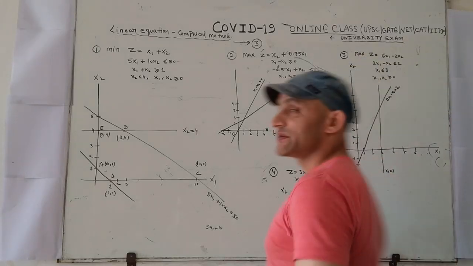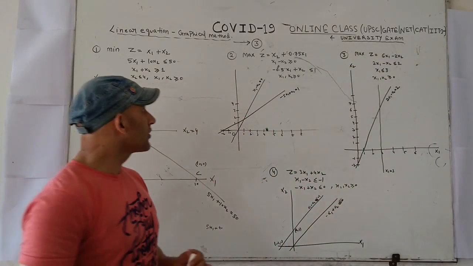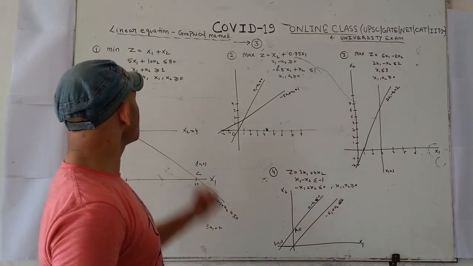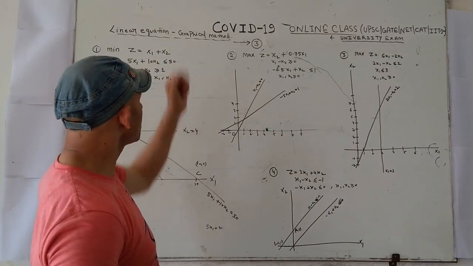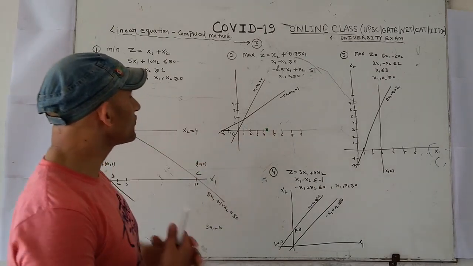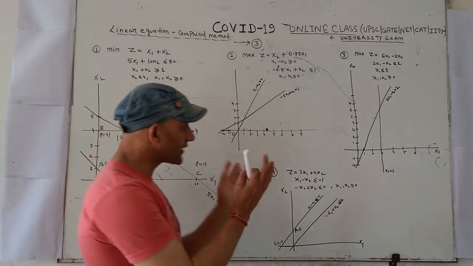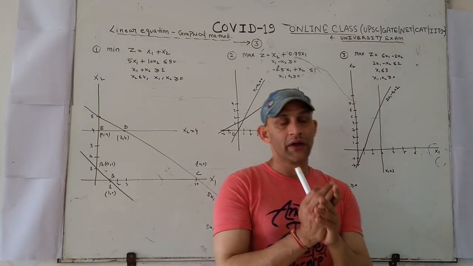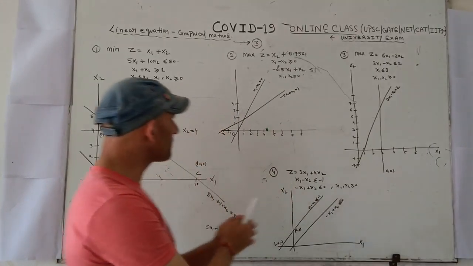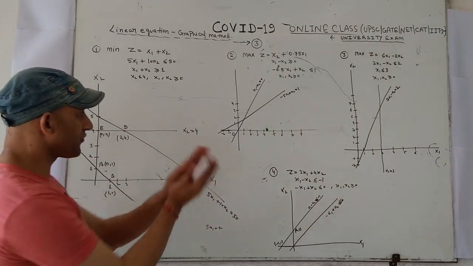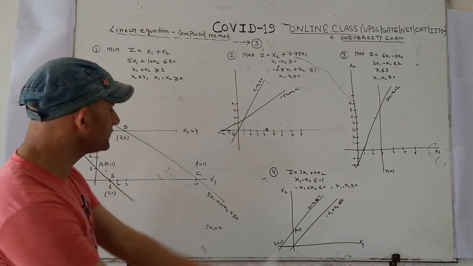Hi friends, this is lecture number 3. In lecture number 3, we are talking about the linear equation, the graphical representation of the linear equation. In this lecture we will explain everything. My request to everyone is to please go through the previous lecture first, then it will be better for you to understand what we are teaching you.